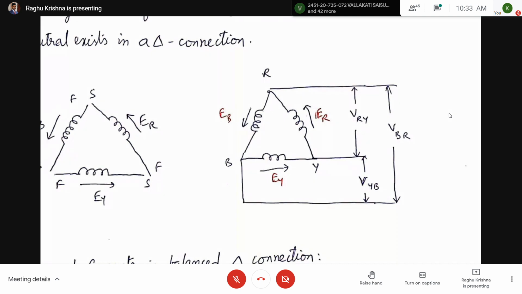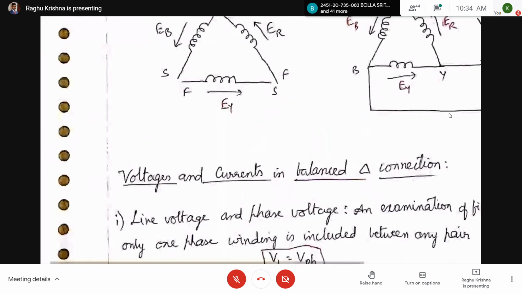So here, by seeing the diagram, you can say that VRY is equal to ER. That means the line voltage is equal to phase voltage. By seeing the diagram, can you tell? The line voltage is equal to phase voltage. That means VRY is equal to ER. If you take ER, it is the voltage between R and Y. If you take VRY, it is the voltage between R and Y. So both are the same. So by seeing the diagram, you can say that the line voltage is equal to phase voltage.